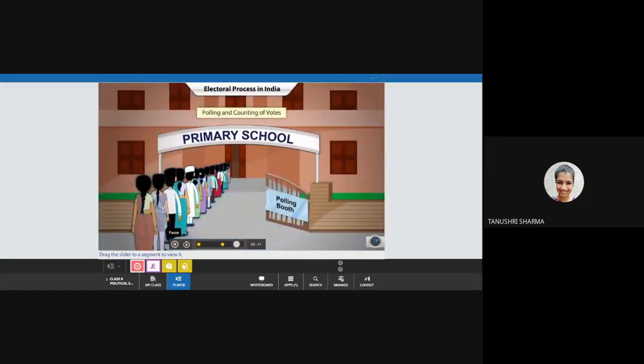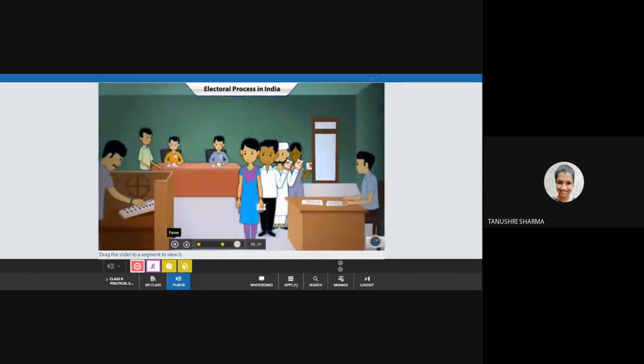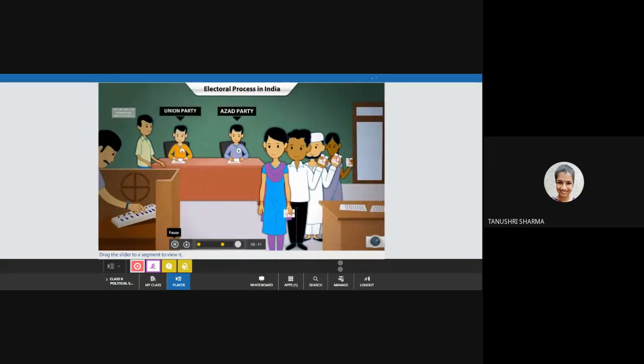On the polling day, voters casted their vote. Every person whose name appeared on the voters' list was entitled to cast their vote. To ensure a transparent voting process, the Election Commission had allowed a polling agent representing each candidate to be present at the polling booth.